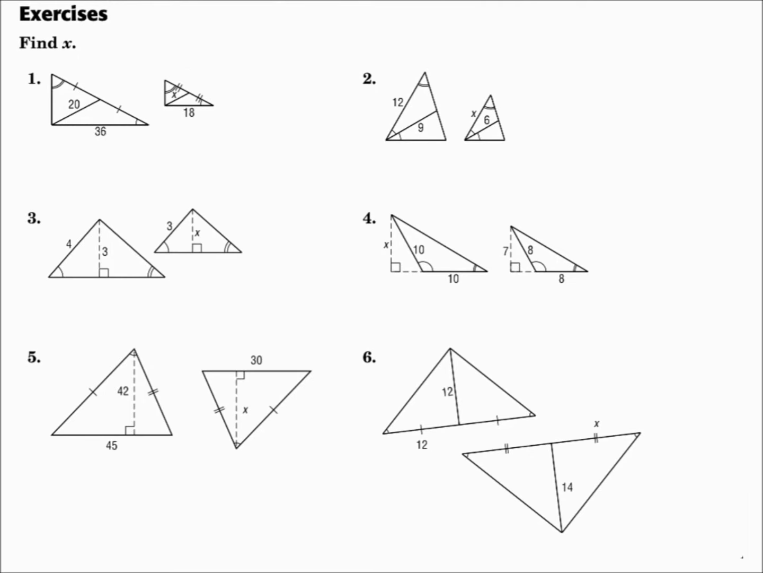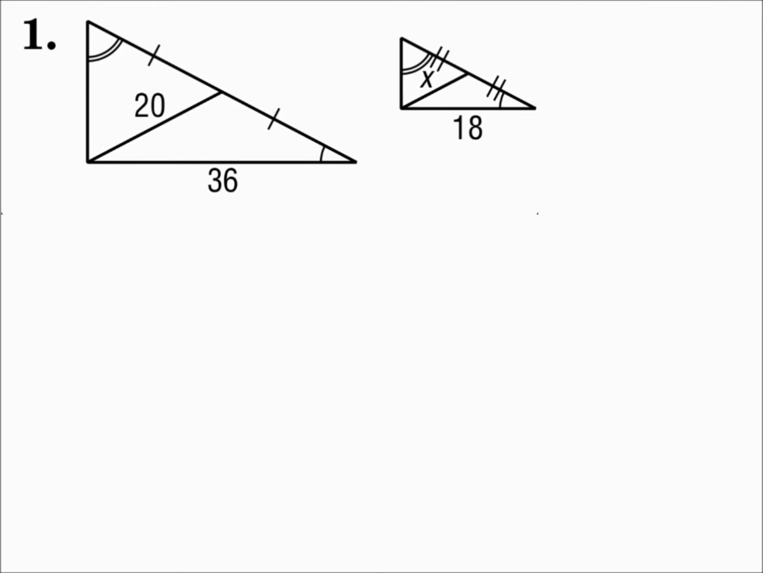Find x. For number 1, we have two triangles with the medians drawn. Remember, the median goes from a vertex to the midpoint of the opposite side. Well, the medians are proportional to the sides. So let's match pieces up. The median on the left is 20, the median on the right is x. The side on the left is 36, and the side on the right is 18. So let's set up our proportions using those values.